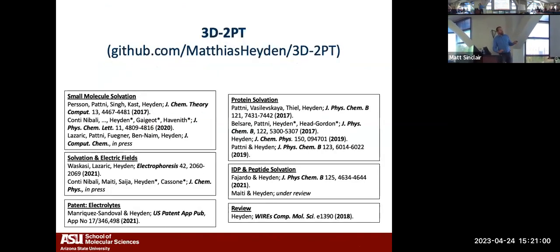So it's a tool. It's called 3D2PT. If you can barely see here, it's on GitHub. It's free, so you can play around with it if you want. He applied it for many, many different things. He looked at small molecules and their solvation, proteins in solution, little peptides and transduced other proteins. He also looked at solvation and electric fields. So if you polarize the environment, you polarize the solvent, you actually change the solvent properties, which is kind of interesting. And it's, I think, one of the fundamental contributions to protein dielectrophoresis, which is an experimental method, which technically allows you to manipulate proteins with very fine detail. But I'm not going to talk about all of them. This was basically our bread and butter for a couple of years.